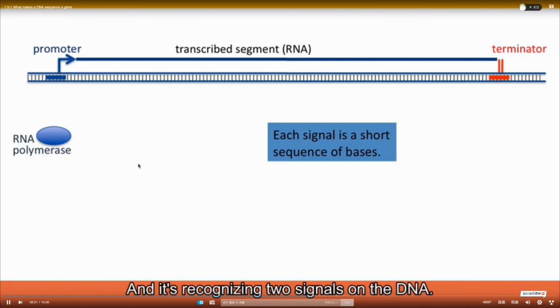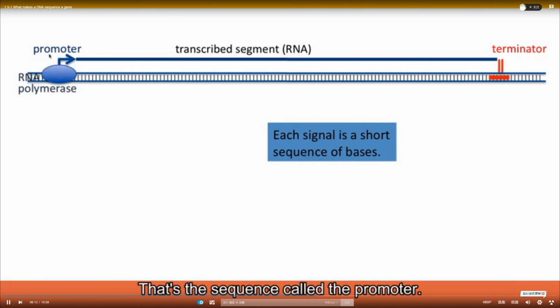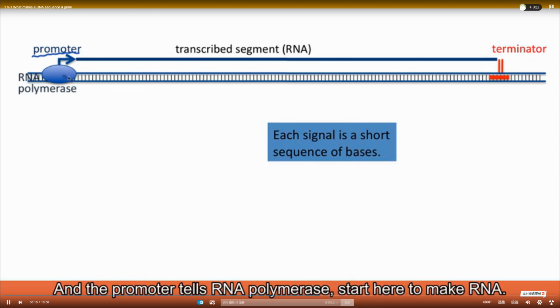And it's recognizing two signals on the DNA. So first, it recognizes a sequence that's effectively a start sequence. That's the sequence called the promoter. And the promoter tells RNA polymerase, start here to make RNA.